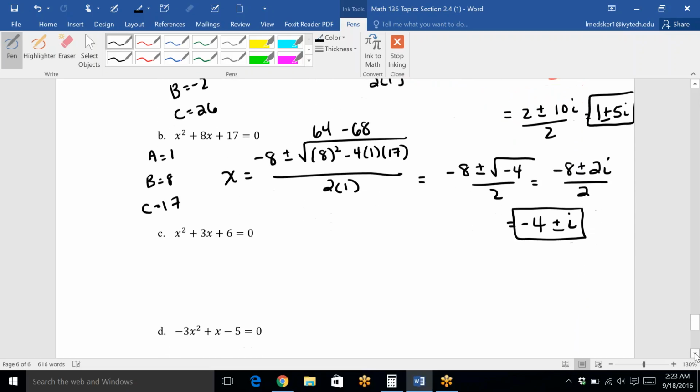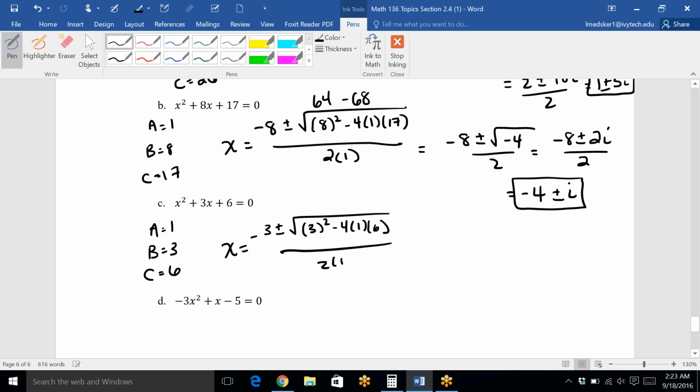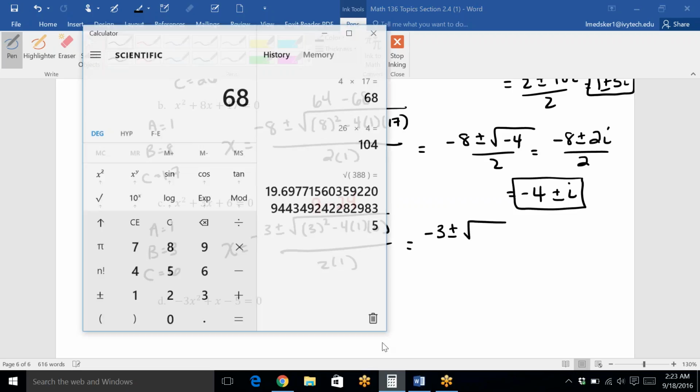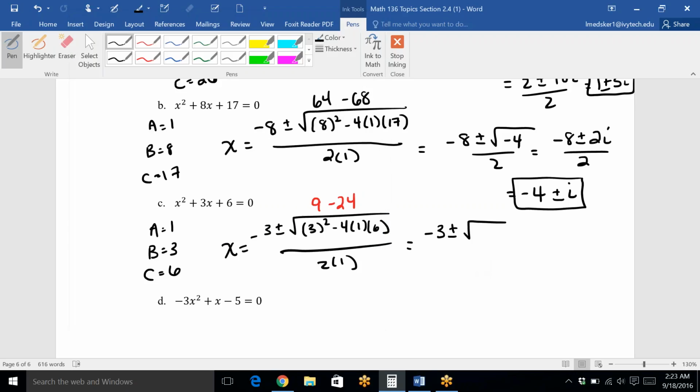And finally for c, a equals 1, b equals 3, c equals 6, x equals negative b plus or minus square root b squared minus 4ac all over 2a. So this radical here is a 9 minus a 24. So this time it's not going to work out perfectly. It's not going to be just a nice perfect square root. We get the square root of negative 15.